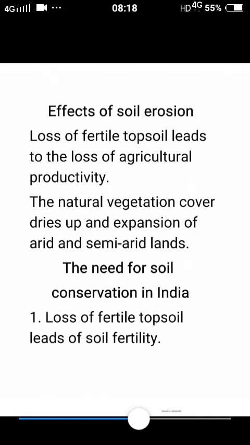Effects of soil erosion: generally it removes the fertility of topsoils. The loss of fertile topsoil leads to the loss of agricultural productivity. The natural vegetation cover dries up, and arid and semi-arid lands expand. If the fertile soils are removed from any part, the natural vegetation is affected and dries up, and the expansion of arid and semi-arid land increases.